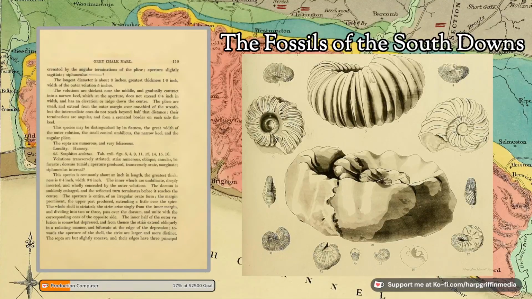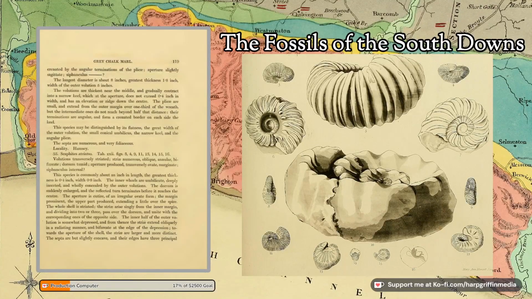The inner whorls are umbilicate, deeply inserted and wholly concealed by the outer volutions. The dorsum is suddenly enlarged, and the reflected turn terminates before it reaches the center. The aperture is entire, of an irregular ovate form, the margin prominent, the upper part produced, extending a little over the spire. The whole shell is striated.